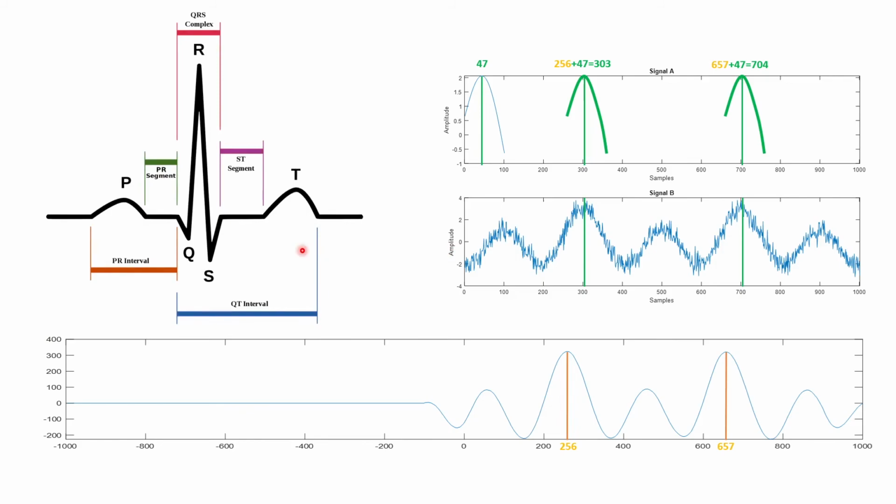This could be very useful when it comes to ECG signals, as we can find a P wave that we're very comfortable with, and we cross-correlate it with the entire ECG signal, and we can tell where exactly, at what lag values, that P wave occurs.